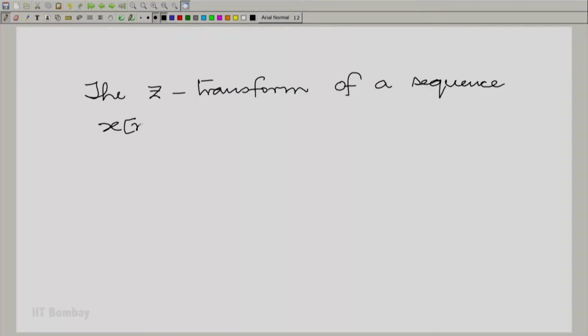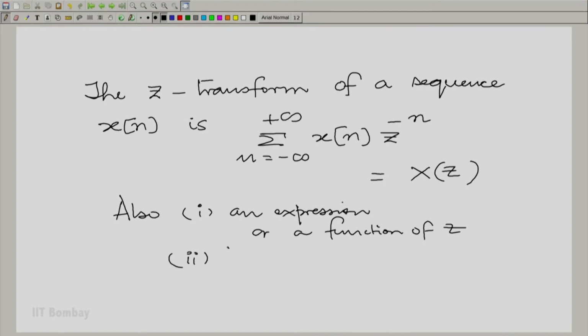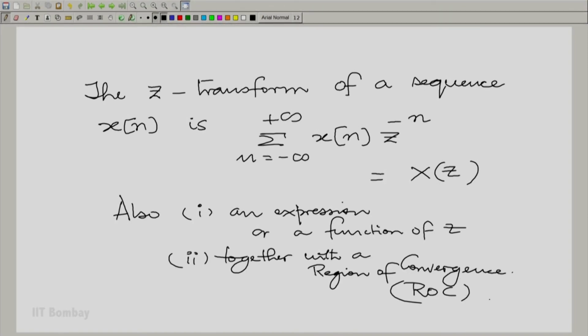Interesting. Now, let us make a similar summary for the Z transform. So, the Z transform of a sequence x of n is the summation, n going from minus to plus infinity, of x n into z raised to the power of minus n. It is often denoted as capital X of z, and this is also an expression or a function of z together with the region of convergence.